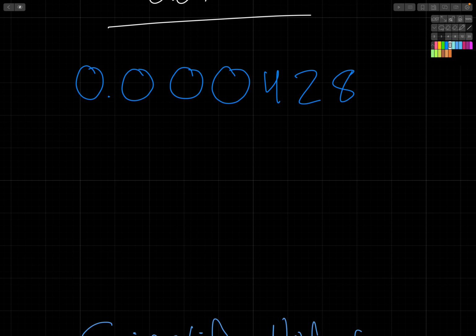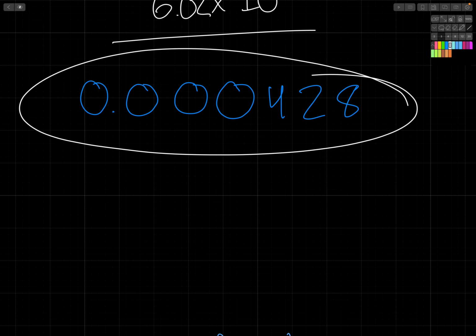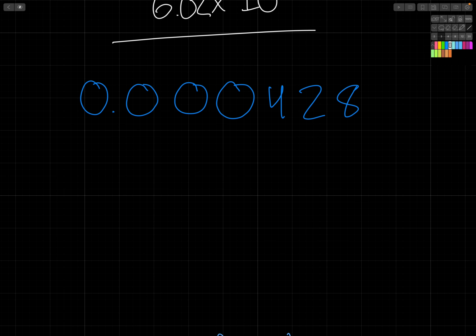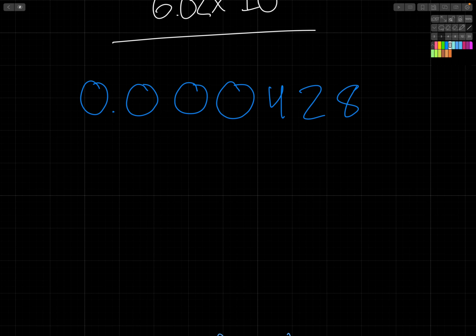All right, now let's go with a number that is smaller. And you can see it's a decimal. You see the decimal places over here. So because this is a very small number, you want to make it a little bigger so you don't have all these zeros and everything. You only have the important numbers, which are 4, 2, and 8.